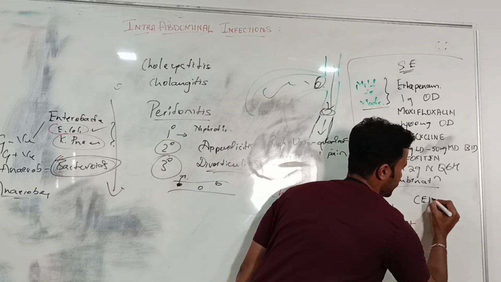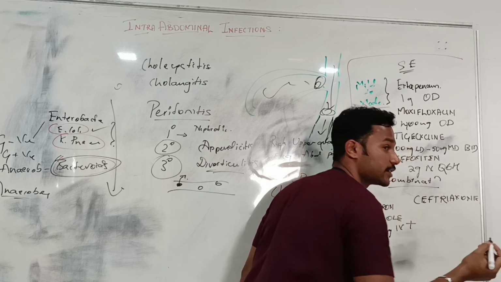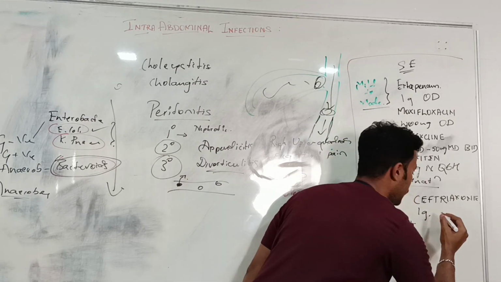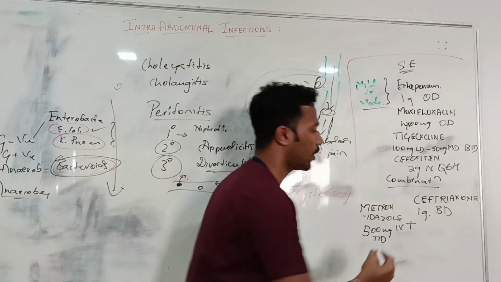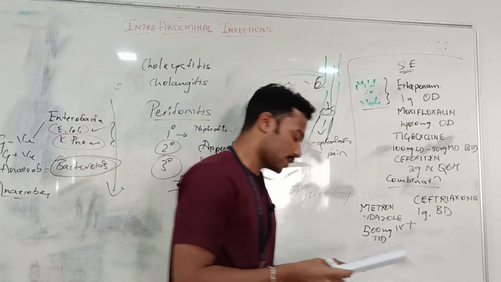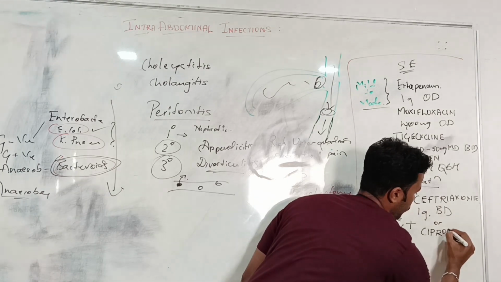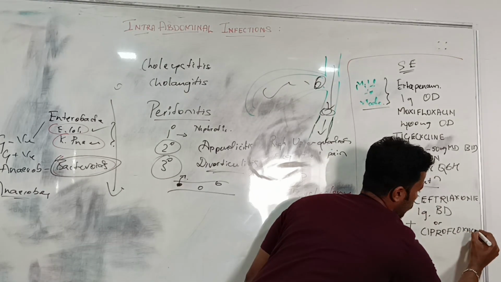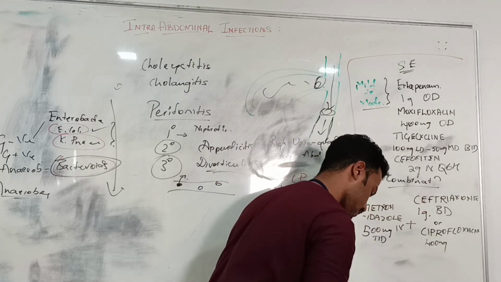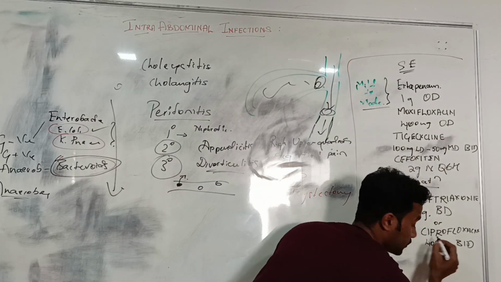Okay, ceftriaxone. Everyone knows the drug duration and drug dose. 1 gram BD. Okay, it can be 1 gram up to 2 grams. So it can be given every 24 hours as well. Another one is ciprofloxacin. You have seen this commonly, I guess. So again, this is 400 mg BID.